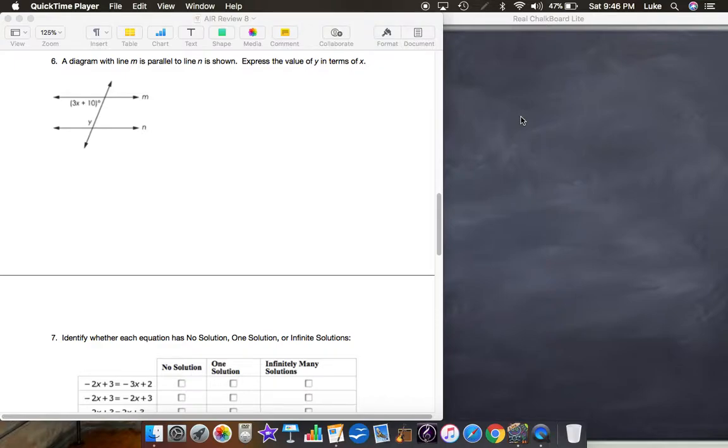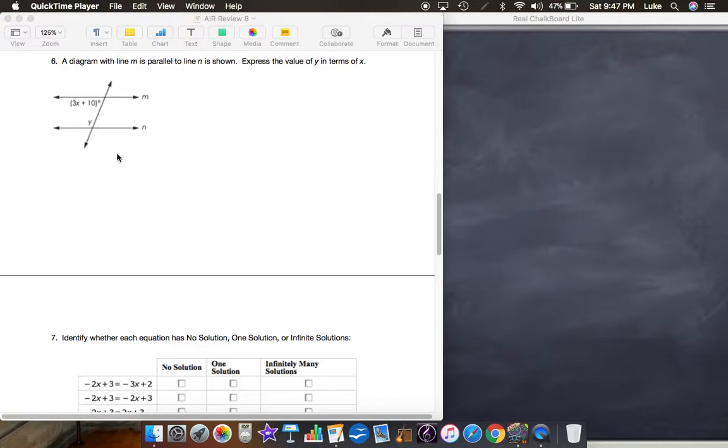Okay, number 6 gets into a little bit of geometry that we haven't done yet in class, but it's coming. This is showing us parallel lines, and then it also shows us some measurements in terms of variables. The first measurement is in degrees. It gives us 3x plus 10 degrees, and that, of course, is this angle right here. And then it gives us y as an unknown measurement here.